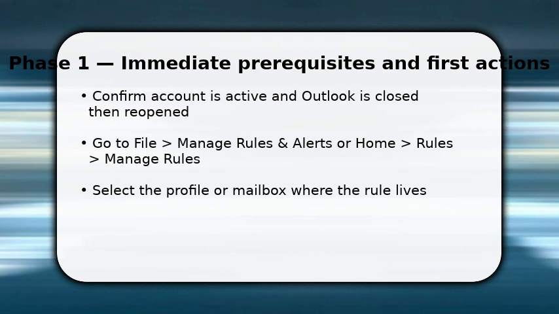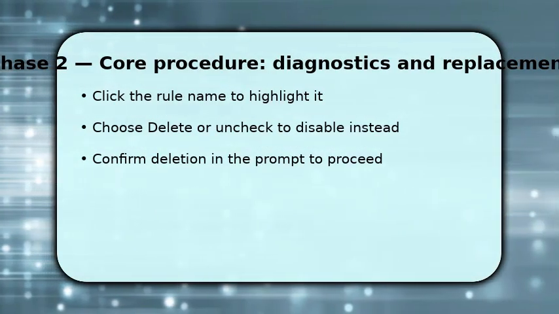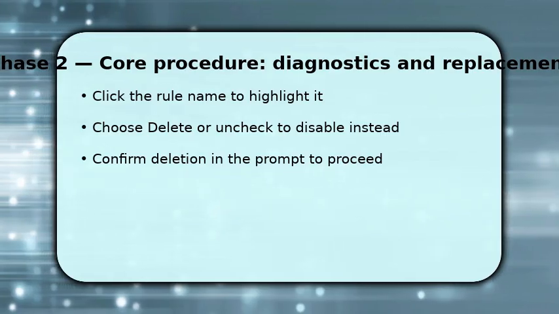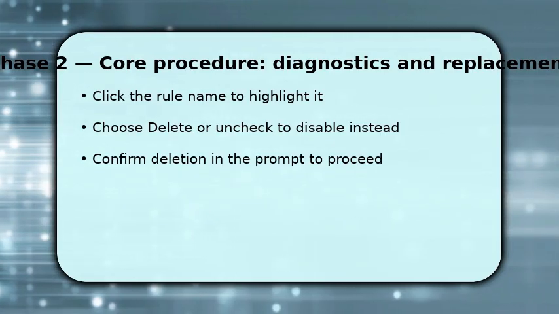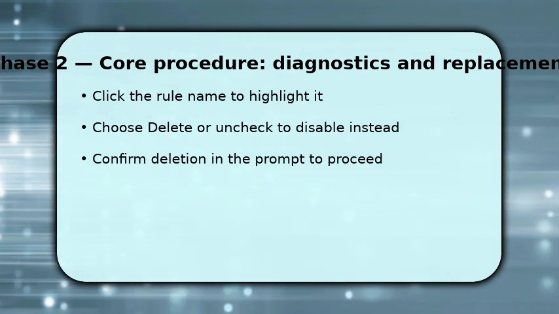Identify the rule to delete. You should now scan the rule list and click the rule name to highlight it so you modify exactly what you intend. Once highlighted, decide whether to delete or disable. Delete removes it entirely, whereas unchecking keeps it for later.